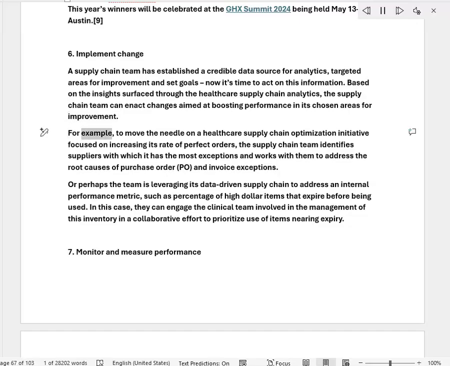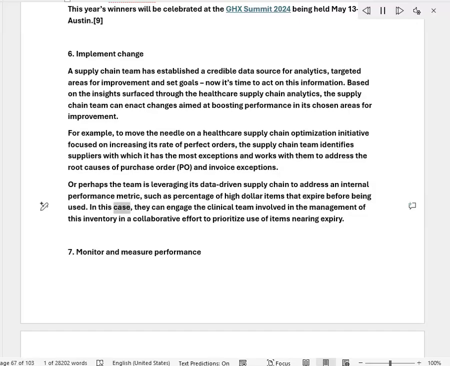For example, to move the needle on a healthcare supply chain optimization initiative focused on increasing its rate of perfect orders, the supply chain team identifies suppliers with which it has the most exceptions and works with them to address the root causes of purchase order, PO, and invoice exceptions. Or perhaps the team is leveraging its data-driven supply chain to address an internal performance metric, such as percentage of high-dollar items that expire before being used.